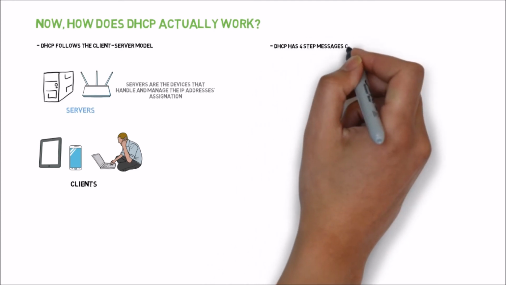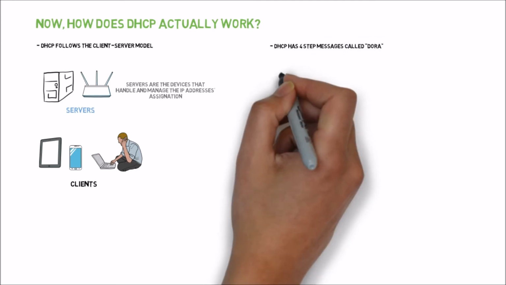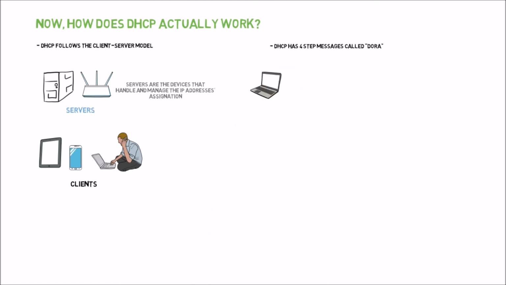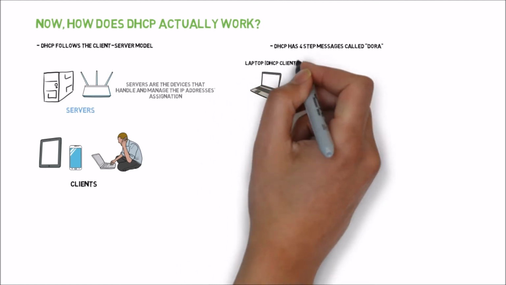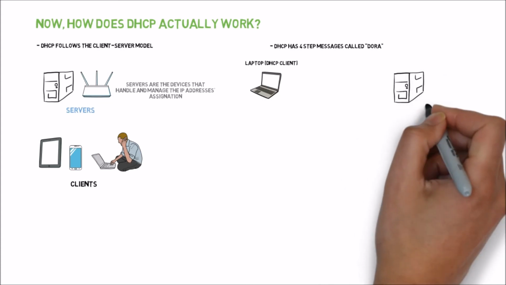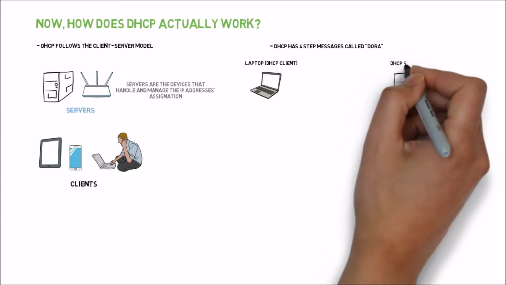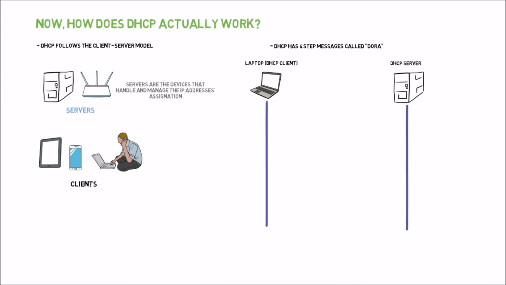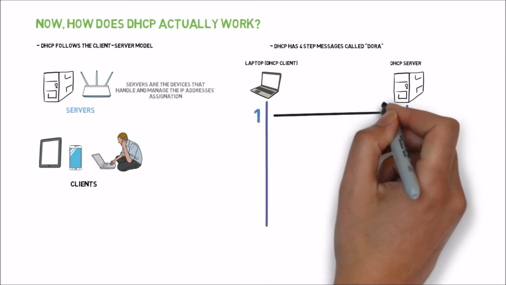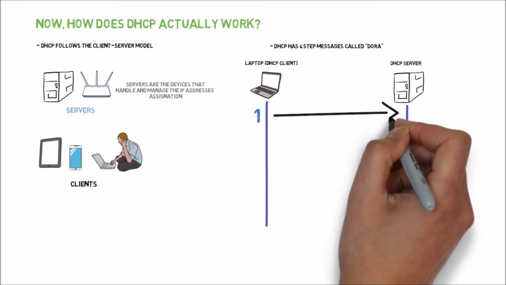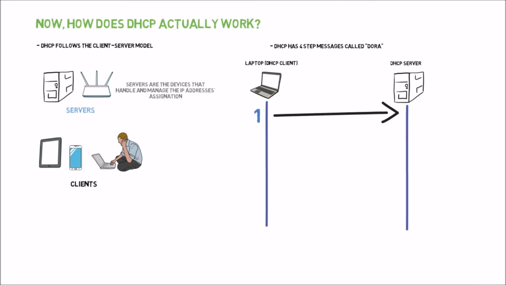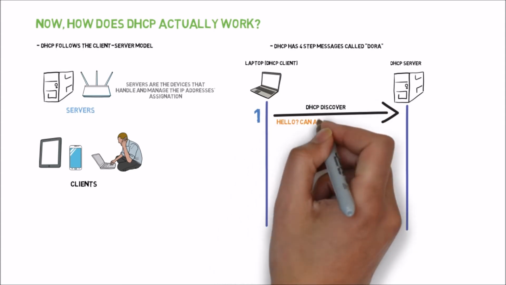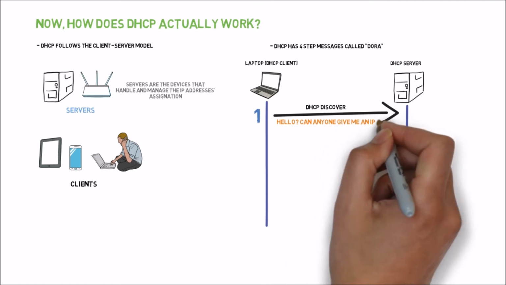Besides, DHCP has a four-step message exchange called DORA. Let's imagine we have a new computer that we want to join to the network. This device is going to be the DHCP client. We also have our wireless router or server, which is going to be the DHCP server. In order for this device to be assigned an IP address using DHCP, it is going to follow the next set of steps. The first step is going to be a message called DHCP discover. In other words, it means, hello, can anybody in this network give me an IP address?